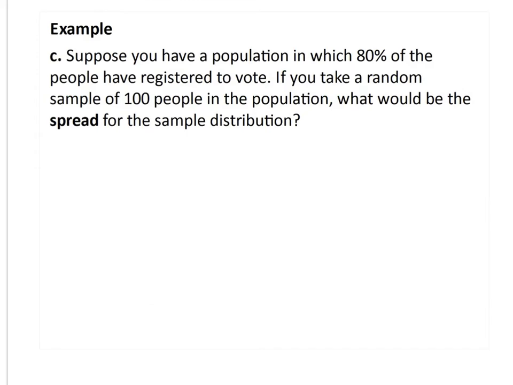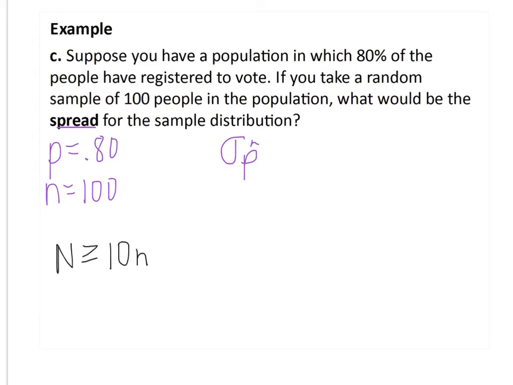So we have the same population in which 80% of the people have registered to vote, so P is 0.80. We take a random sample of 100, so n is 100. What would the spread for the sampling distribution be? So I'm looking for sigma of p hat, but in order for this to be used, I have to make sure that capital N is greater than or equal to 10 times lowercase n, or my population is at least 10 times the size of my sample. So N has to be greater than or equal to 1,000 people.